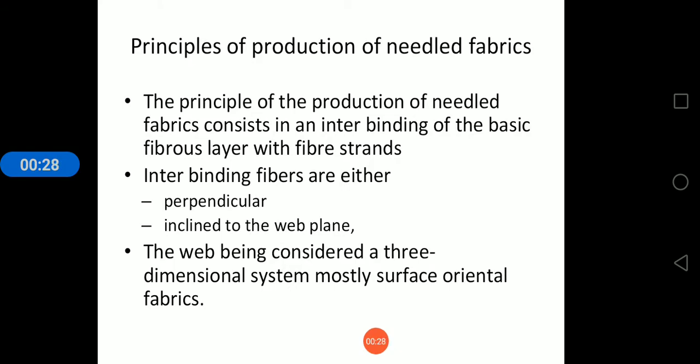Fabrics are also introduced by using adhesives, adhesive bondings, chemical bondings and thermal bondings. Also, the needle punching technique is applied as the last stage of the bondings. Principles of the production of needle fabrics.